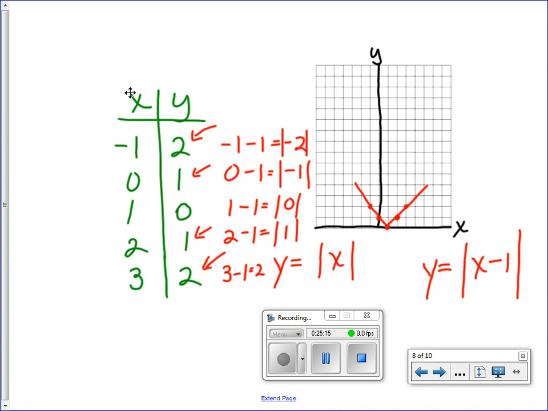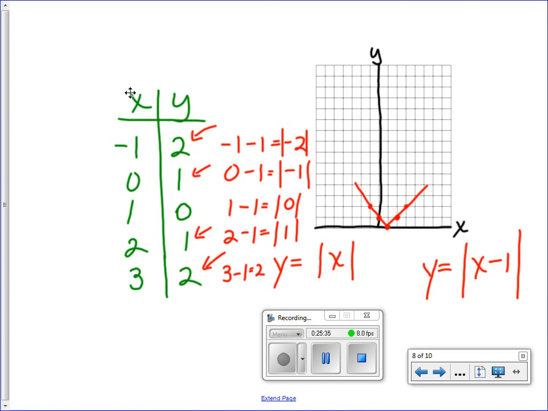Now, this is just a very rough introduction to absolute value functions and writing an equation for them. I'm not going to expect you to write an equation for an absolute value function, but I wanted to introduce that to you.